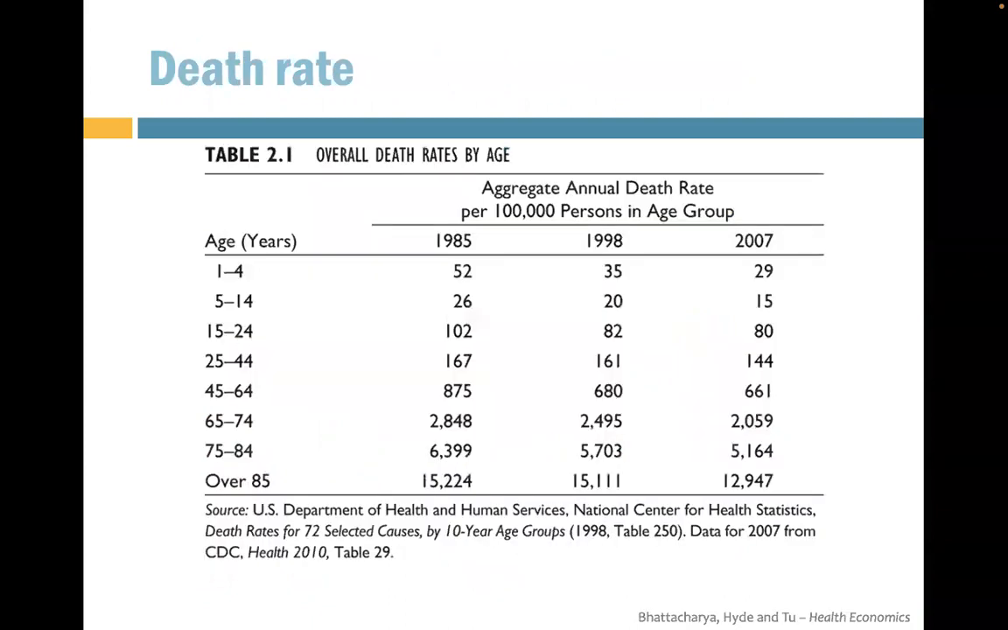Okay. The next table looks at death rate by age. This is the aggregate annual death rate per 100,000 persons in different age groups from 1985 to 2007. We can see that across all age groups, the death rate is decreasing.